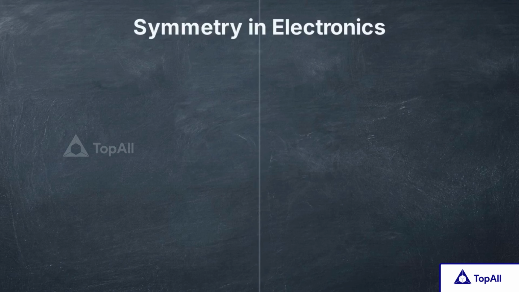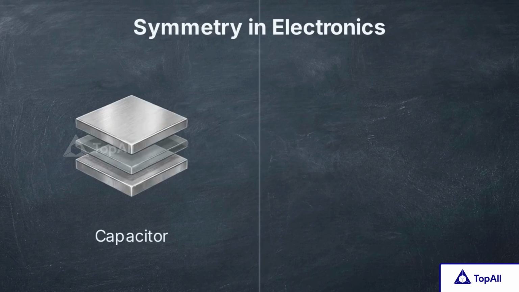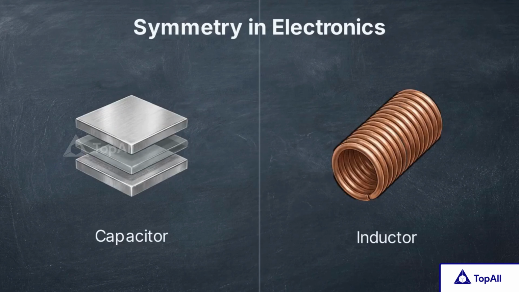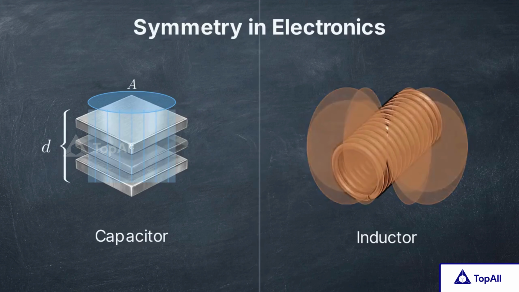On the left, a capacitor. On the right, an inductor. A capacitor stores an electric field. How much it can hold is dictated entirely by its geometry: the surface area of the metal plates, the distance between them, and the insulating material sandwiched inside. An inductor operates on the exact same physical logic, but for a magnetic field. Its ability to store magnetic energy is governed by strict geometric dimensions: the cross-sectional area of the loops, the total length of the coil, and the exact number of wire turns.